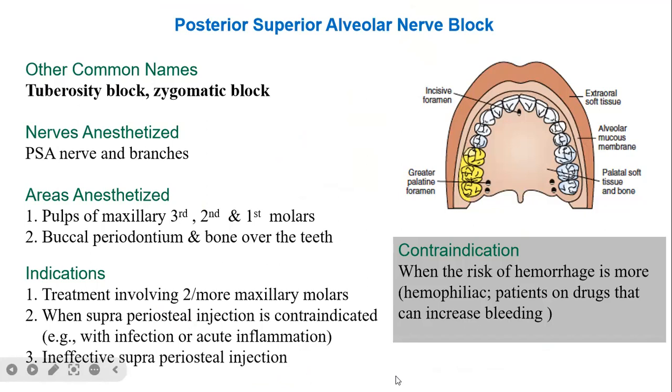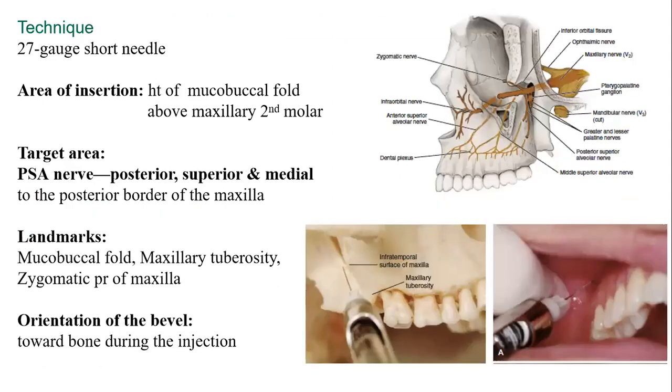Areas anesthetized are the pulps of your maxillary first, second, and third molars, and the buccal periodontium and bone over the teeth. Here is one point you should remember: except for the mesiobuccal root of your first molar, the entire tooth and periodontium will get anesthetized. Indication: treatment involving two or more maxillary molars when supraperiosteal injection is contraindicated or has failed. Contraindication: when the risk of hemorrhage is high, such as a hemophilic patient or a patient on drugs that can increase bleeding.